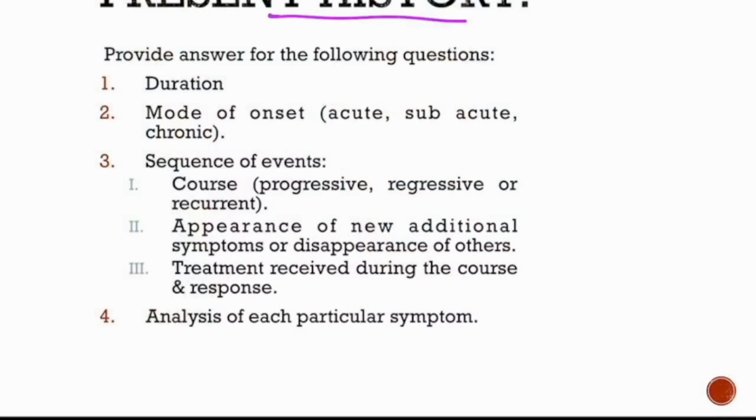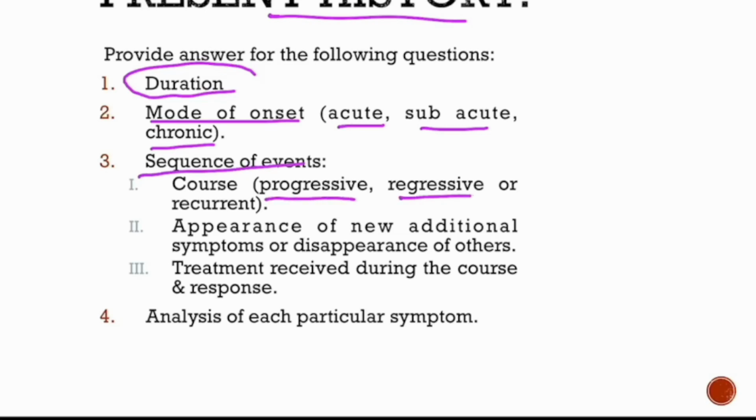At the end of the history taking, the history should contain at minimum the duration, the mode of onset, mentioned as acute, subacute or chronic, and the sequence of events, whether it is a progressive, regressive or recurrent disease. For example, somebody with chest pain. Chest pain can be progressive: initially the pain may last 5 minutes, later it is increasing, another episode may be 10 minutes. So it means it is a progressive complaint. Second is whether it is recurrent or not. For example, somebody who has angina can have recurrent chest pain. So this should be mentioned.